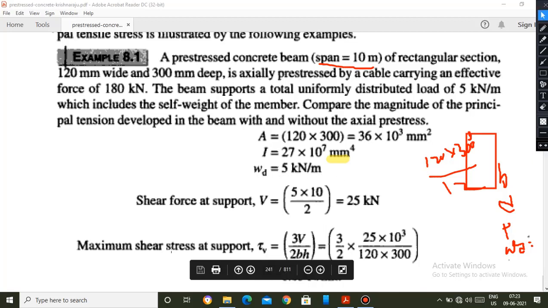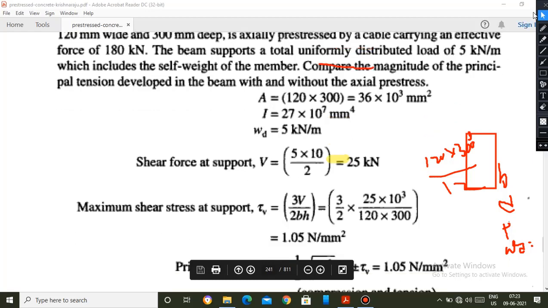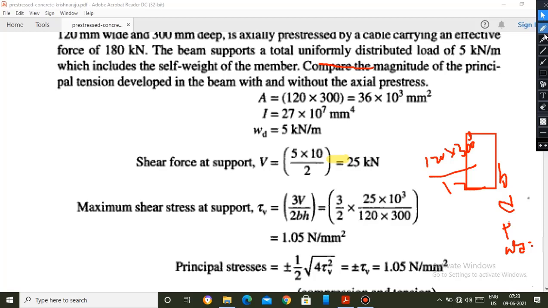Next, the shear force at the support B. We have the formula for a uniformly distributed load on a simply supported beam: shear force V equals W into L by 2. The shear force at the support of section B equals WD into L divided by 2, where WD is the uniformly distributed load 5, into the length of the pre-stressed concrete member 10, divided by 2. We get the shear force at the support as 25 kilonewton. At this support of the beam, the shear force is 25 kilonewton.